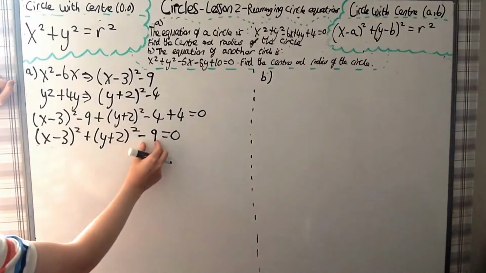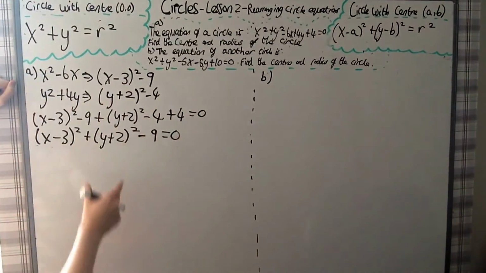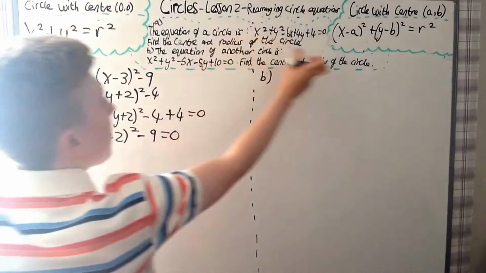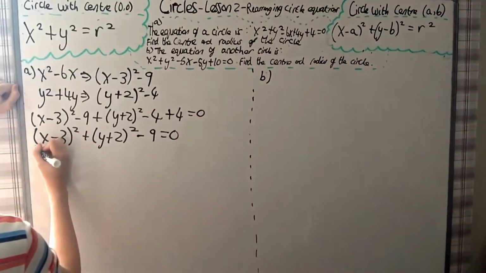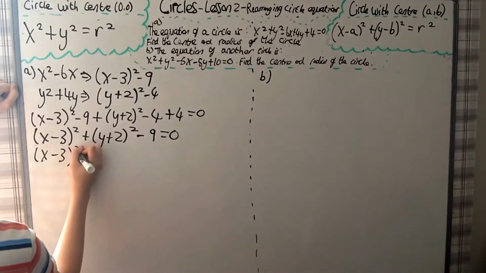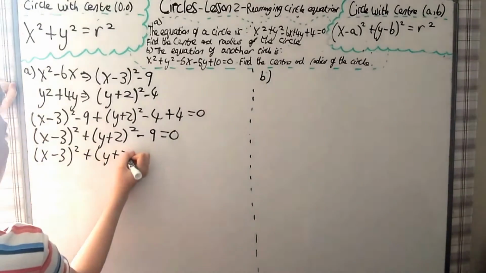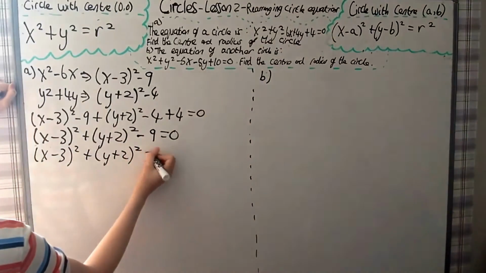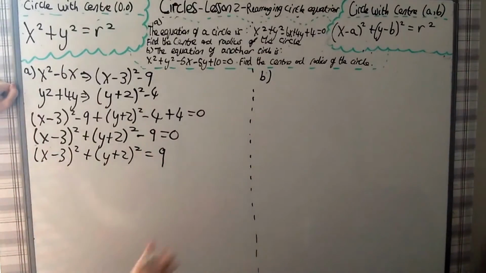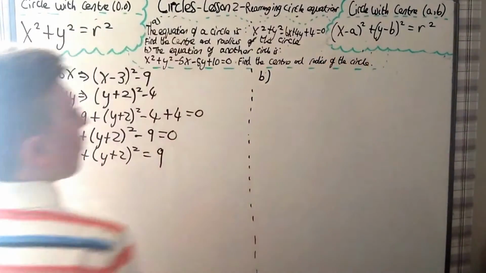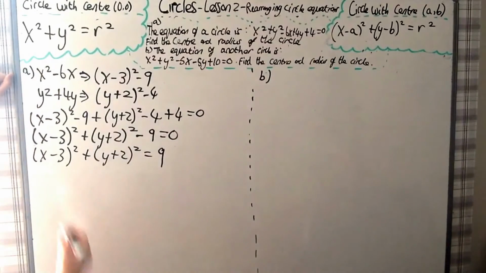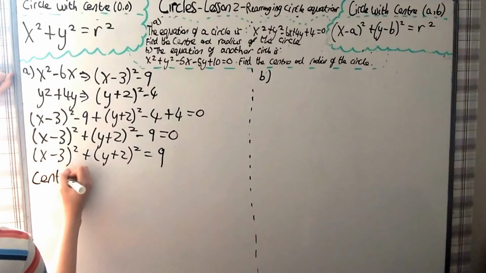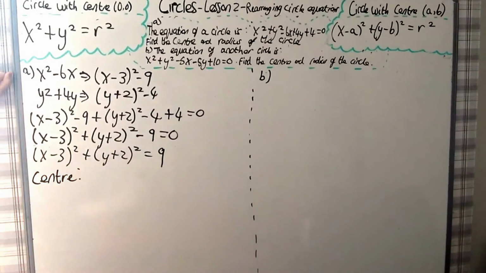And hopefully you can see what's going on now. All we have to do is move this minus 9 across to become a positive, and we have this equation in this form. So we get x minus 3 squared plus y plus 2 squared equals 9. And now we have it in the form x minus a squared plus y minus b squared equals r squared. So the centre we can easily identify. If you're not sure how we do it, again look back to my previous video.